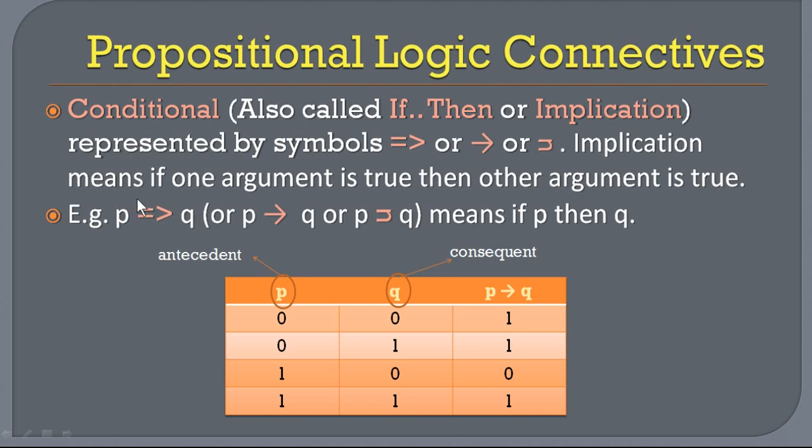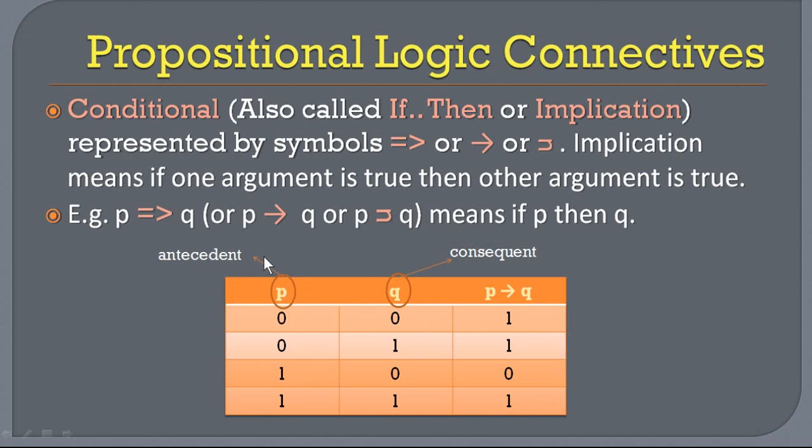So implication means if one argument is true, then the other argument is true. When you read it, you won't understand, so we'll go to the truth table and you will see. For example, P implies Q. Always when you read it, you have to read it as P implies Q. You can see some other methods of writing it. This means if P, then Q. Now you can see the truth table.